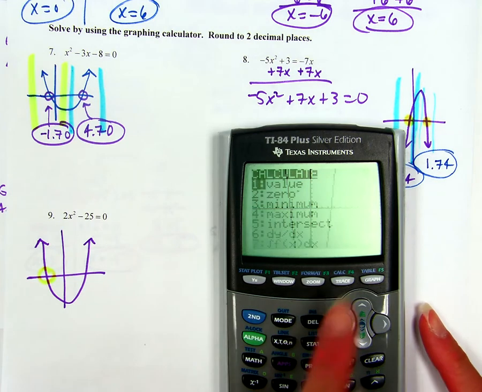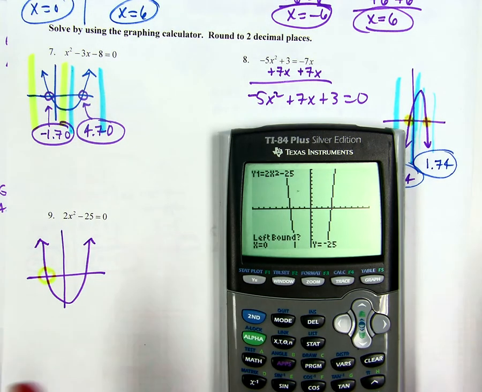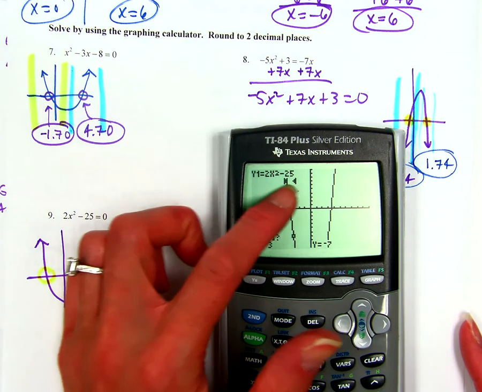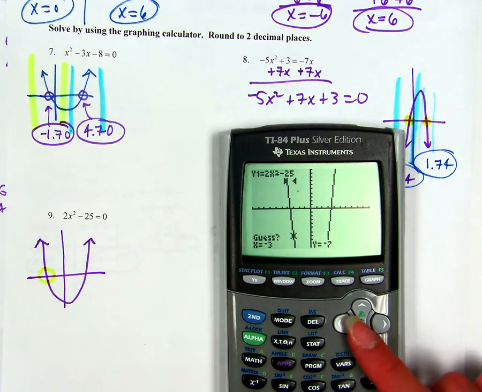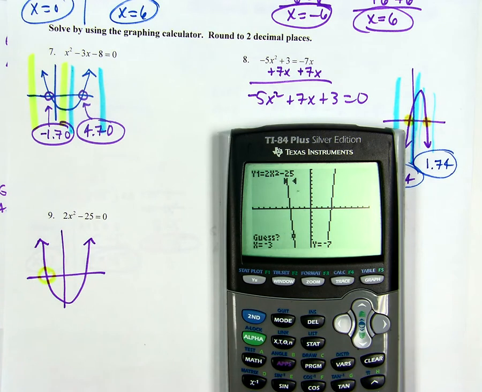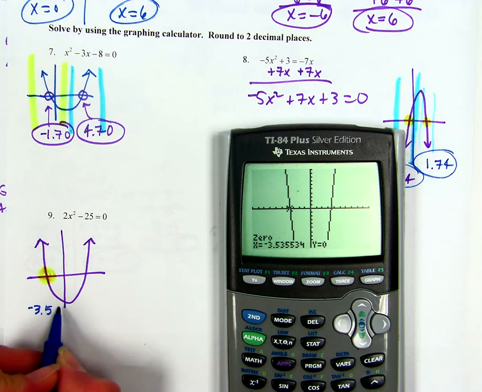If you hit second trace and 0, it asks you for a left bound. Well, instead of actually moving left and right, why don't we just put in, well, I know it's in between negative 4 and negative 3. So now I've told the calculator, without having to use the arrows, that I need to go between negative 4 and negative 3. Okay, hit enter. And then you've got negative 3.54.